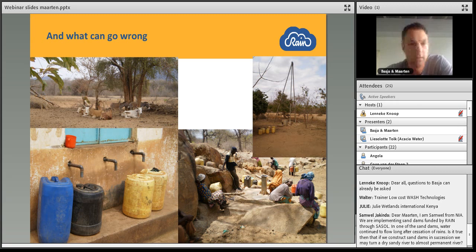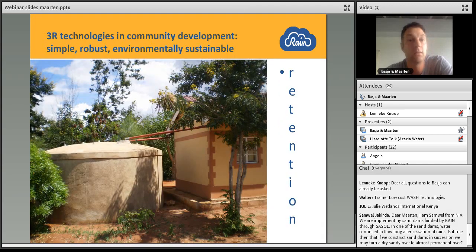So the next slide will show you some of the 3R technologies. This is a very simple thing. I think most of you judging from the list will have seen something like this. It's a roof water harvesting catchment. Basically, when it is raining, all the water is captured in the tank. And when it's not raining, you can still use it.